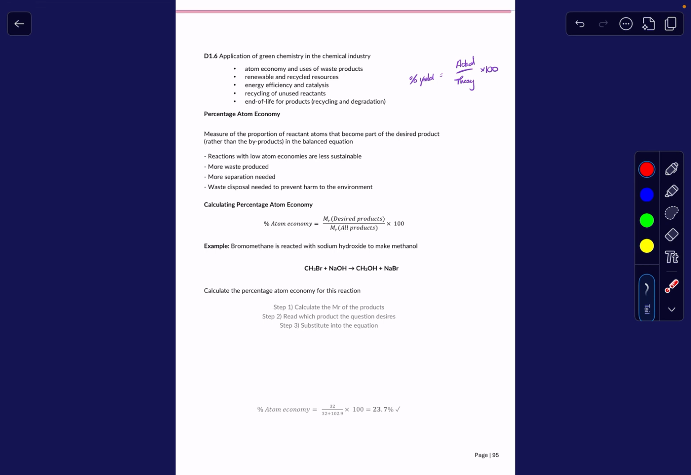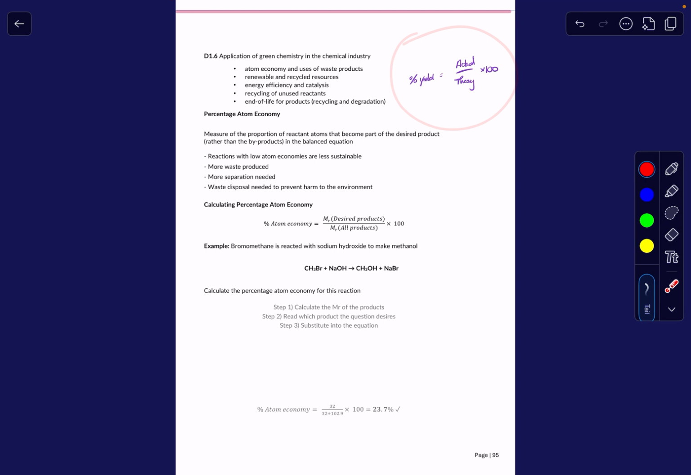Now, they've not been very specific or clear with what types of questions you could get asked. So I'm going to try and cover some of the things that would likely come up to be worth the most amount of marks. We're going to look at something called percentage atom economy, and it is different to our percentage yield.